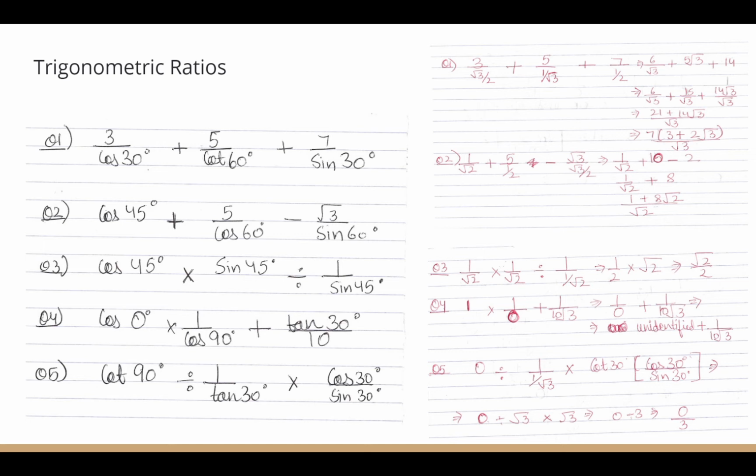Here in question number 5 it shows 0 by 3. So when you type in a calculator 0 by 3, it isn't undefined. So 0 by 1 is 0. So 0 by 3, well, I don't know. I'll tell you that in the next video.